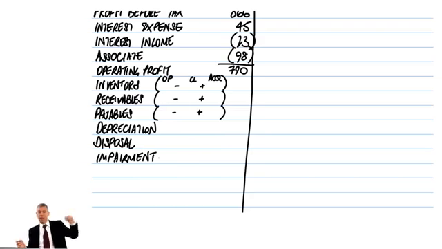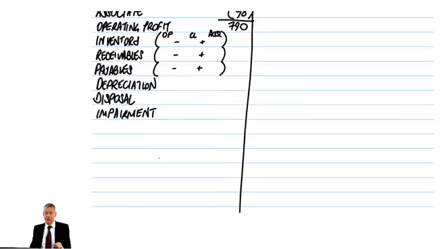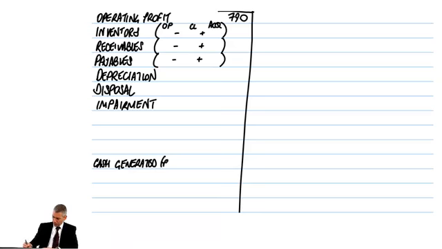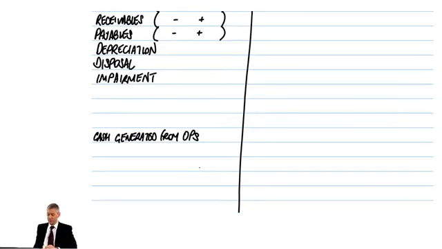Depreciation, disposal and impairment, and the next 3 are unknown. So we leave 3 blanks: 1, 2, 3, which brings us to CGFO, cash generated from operations. And it's a bit of a squeeze, so I'm going to write cash generated from ops.